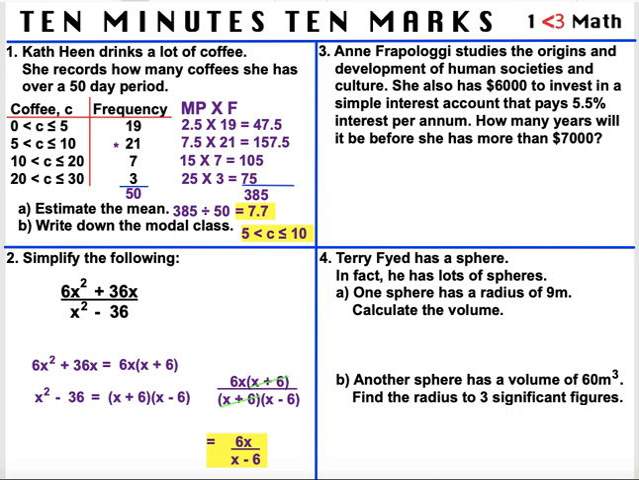Question 3. Anne Frappology studies the origins and development of human societies and culture. That actually has nothing to do with the question, but she does have $6,000 to invest in a simple interest account that pays 5.5% interest per annum. How many years will it be before she has more than $7,000?